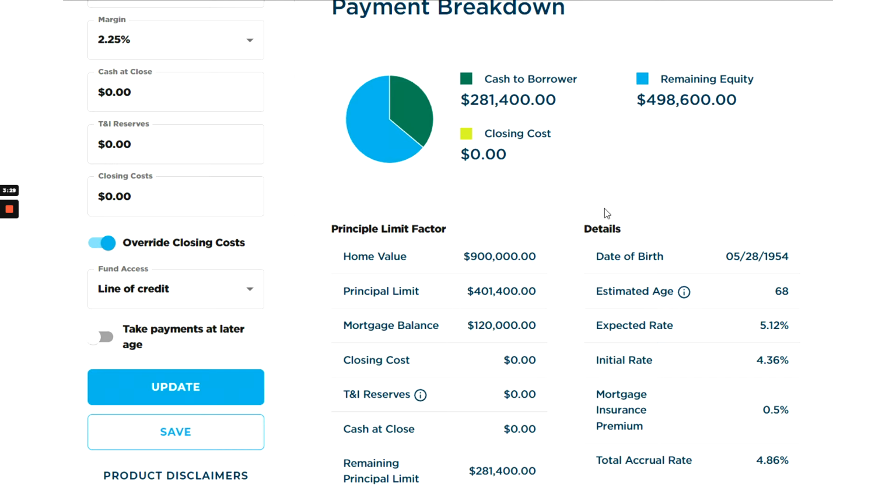So what we have here, this is a HECM line of credit, and we have an initial rate of 4.86%. Now you see something here called the expected rate. Expected rate is what we expect the rate to be over the life of the loan. This is for somebody who's 68 years of age. Initial rate is 4.36% plus 0.5% for the mortgage insurance premium that comes with the HECM reverse mortgage loan, equaling the 4.86% interest rate here.